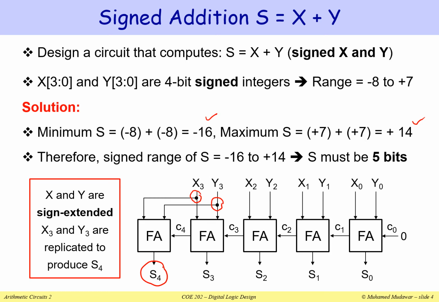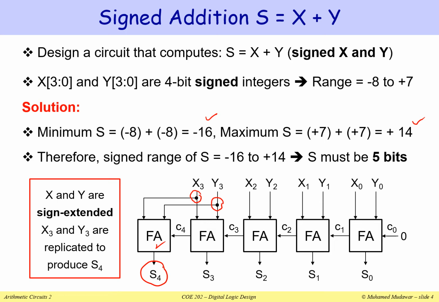So this is why we use sign extension to calculate the most significant bit S4, and we need an extra full adder to calculate the most significant bit S4. So remember that in the case of signed addition, we cannot say that S4 is equal to C4 because we are dealing with signed integers. The most significant bits must be sign extended, and they must be added using one extra full adder as indicated here.